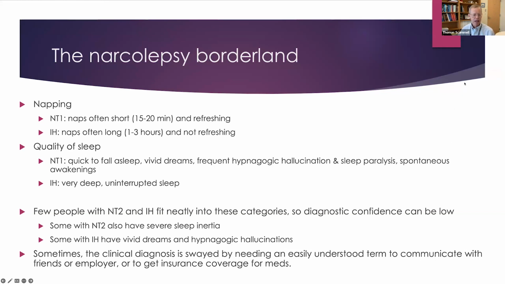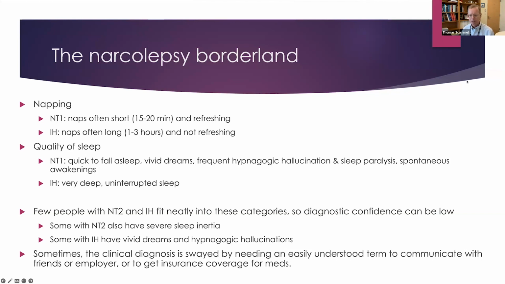So anyway, bottom line is few people with NT2 and IH really fit neatly into one or the other category. And so diagnostic confidence can be low. And I can tell you a lot of, if not most of my clinic notes say things like possible NT2, possible IH. And I think it's important for me to put those in the notes because it always makes me wonder, keep an eye open and maybe rethink this every year or two, just in case there's some new data that comes up that helps square things away.